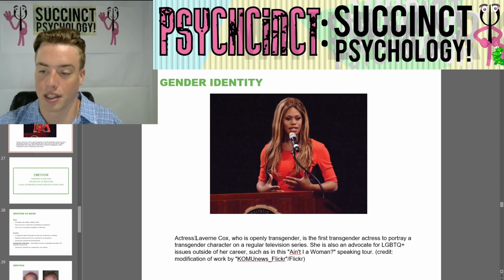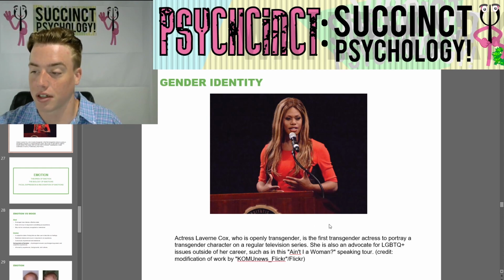Continuing on, here's another example: actress Laverne Cox, who's openly transgender, is the first transgender actress to portray a transgender character on a regular television series. She is also an advocate for LGBTQ+ issues outside of her career, such as in this Ain't I a Woman speaking tour. So right here you can see her giving a speaking tour.